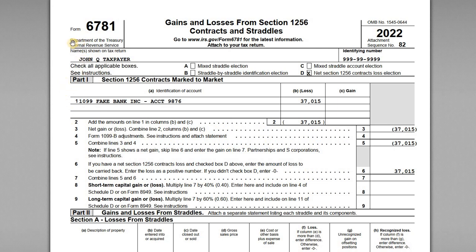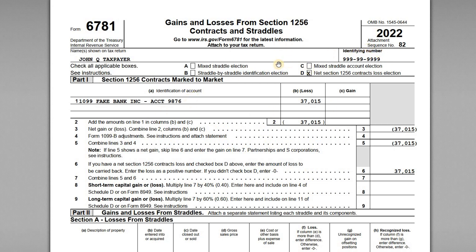All right, for this video, I wanted to go over IRS Form 6781, gains and losses from 1256 contracts, but specifically we want to look at how do we do a net Section 1256 loss carryback claim. So in the sample fact pattern we're going to be looking at here, it's a 2022 tax year where the taxpayer incurs a loss, and he's going to be carrying this back to his 2019 and 2021 tax years.